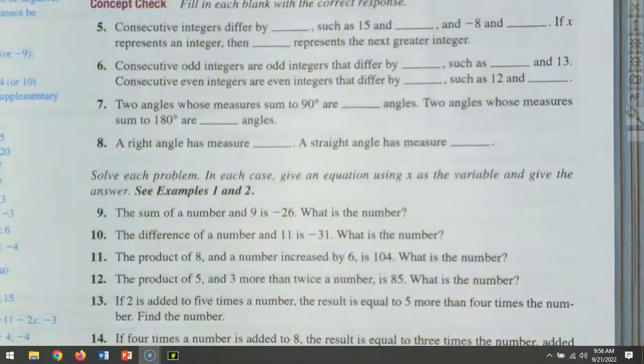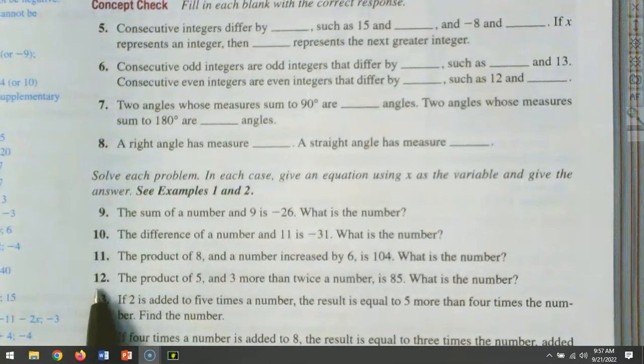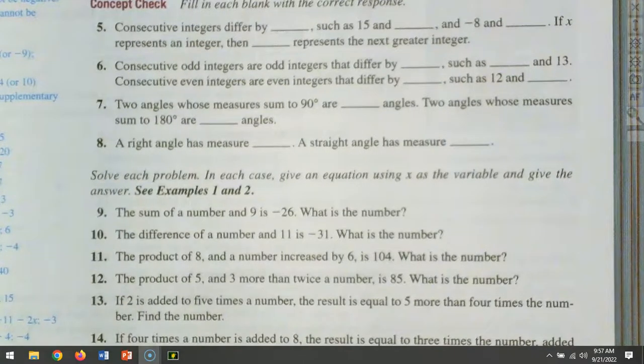So we're again in 2.5. We're on page 141, and we're going to look at question number 12 here. Now, we're going to read it through. We're going to talk about what all the parts are. We're going to make our equation, and now we're going to be solving this equation.